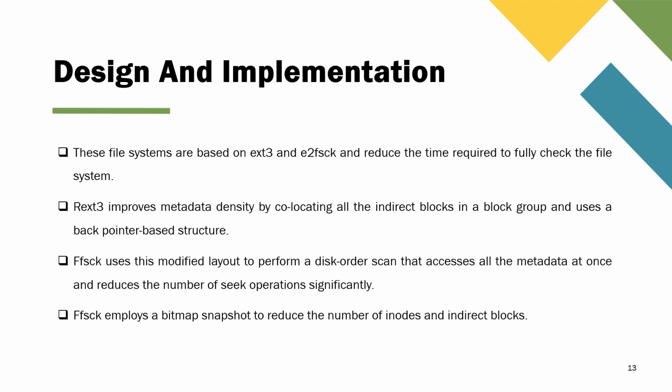The fast file system checker uses this modified layout to perform a disk order scan that accesses all the metadata at once and reduces the number of seek operations significantly. The fast checker employs a bitmap snapshot to reduce the number of inode and indirect block scans. Now I'm going to the next slide.